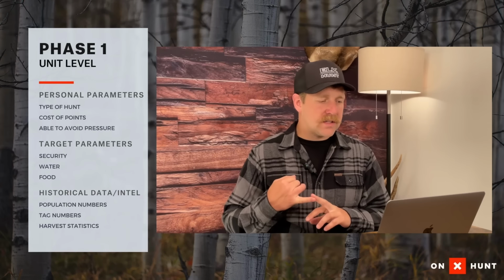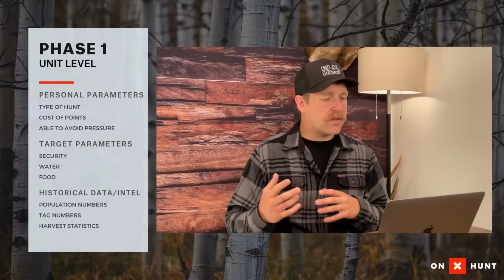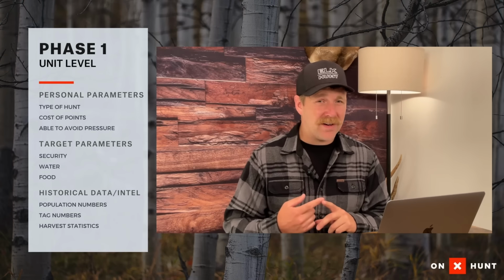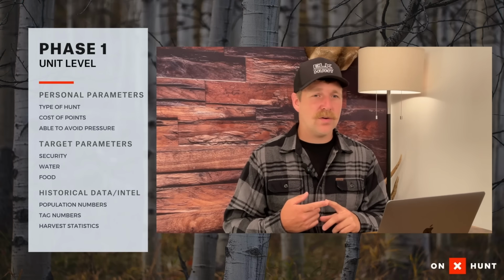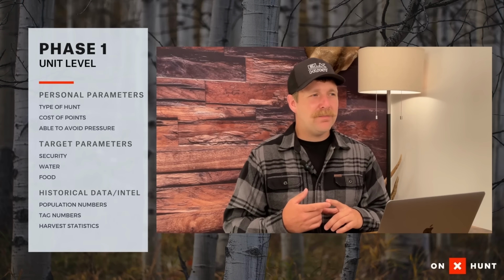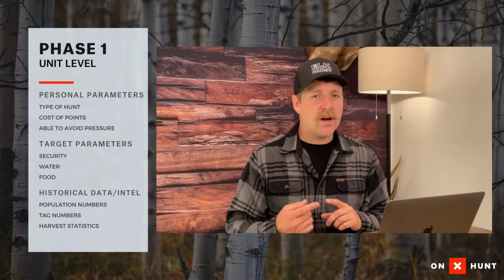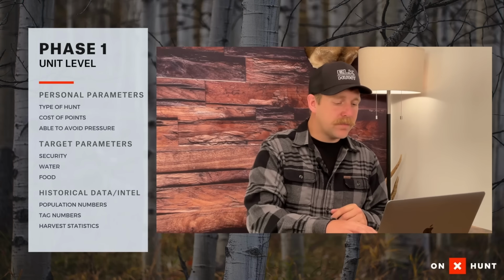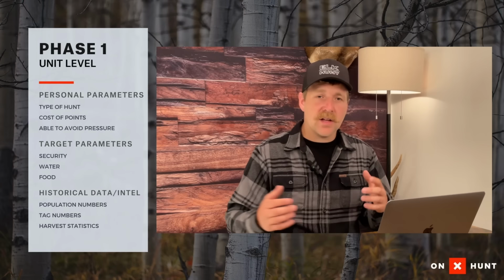So again, we're going to break it into our three categories, which are the personal parameters, the target parameters, and then our historical data or intel. First and foremost, let's dive into the personal parameters. Now, the three really important ones to me on this are just the type of hunt you want. I think that gets so overlooked, and we're so busy asking what's the best unit I can get? But I think starting with what type of hunt I want matters. As we look at it, there are a lot of different types of hunts.